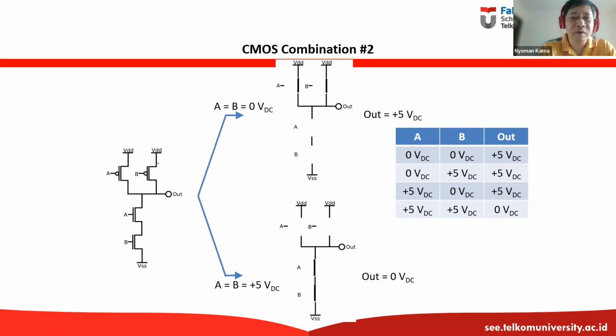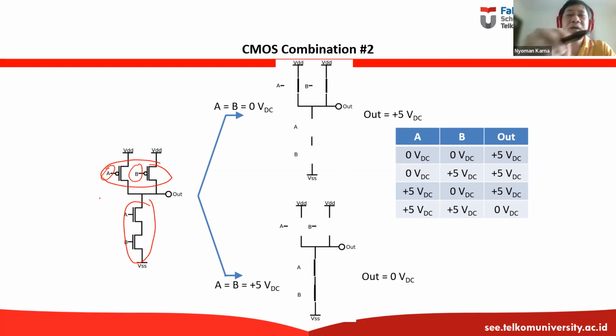Now, let's put the PMOS. There are two PMOS in parallel and two NMOS in series. So there are two inputs, A and B. Because there are two inputs, the combination of the input will become 4: 0 0, 0 1, 1 0, and 1 1.